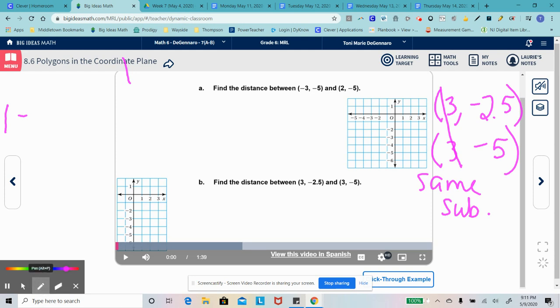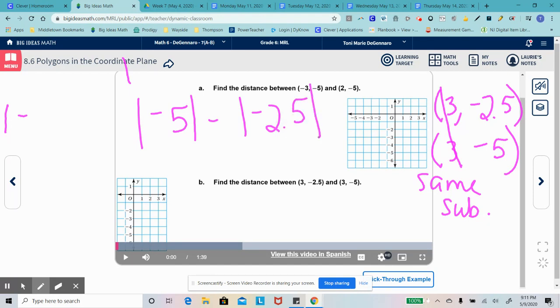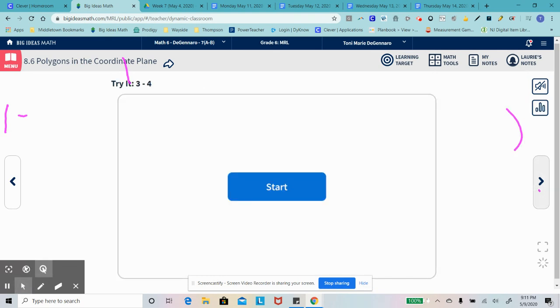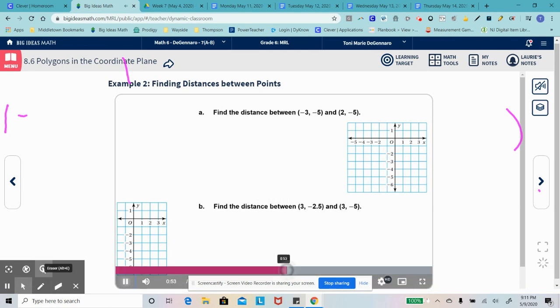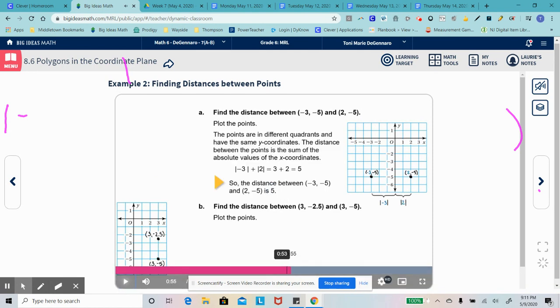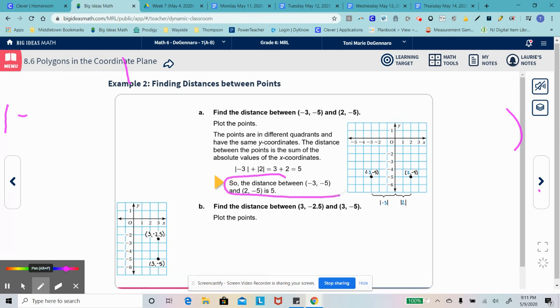I need my greater value first. So I'm going to do the absolute value of -5 first, subtract the absolute value of -2.5 from it. And then I'm going to say 5 minus 2.5, which gives me 2.5. Okay. And then if you want to see how they actually show your answer, I'll go to the ending. So if you look here, this is how you would have your answer. The distance between -3, -5 and 2, -5 is 5. So that's how you would have your final answer.